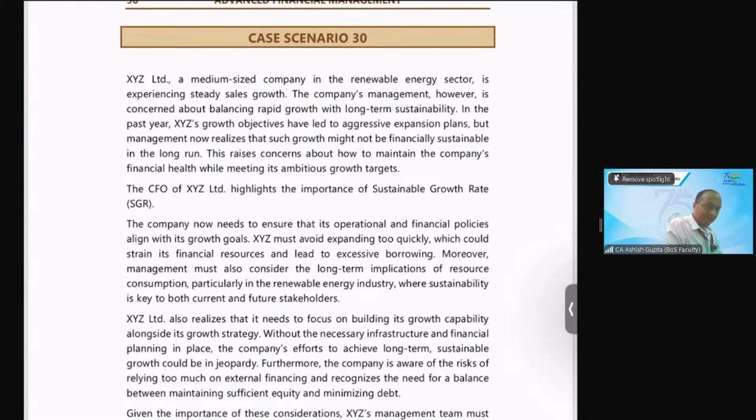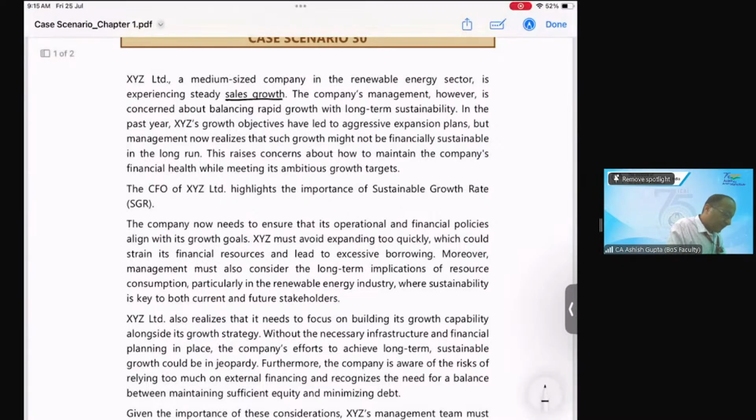It says that XYZ Limited is a medium-sized company in the renewable energy sector, experiencing steady sales growth. The company's management, however, is concerned about balancing rapid growth and long-term sustainability.